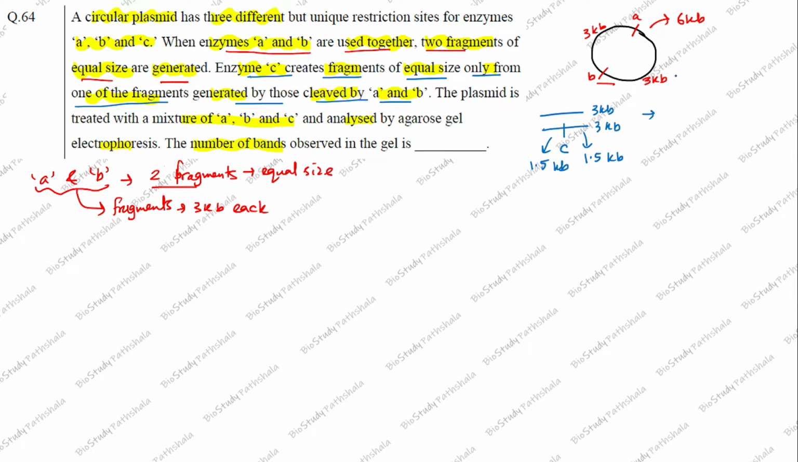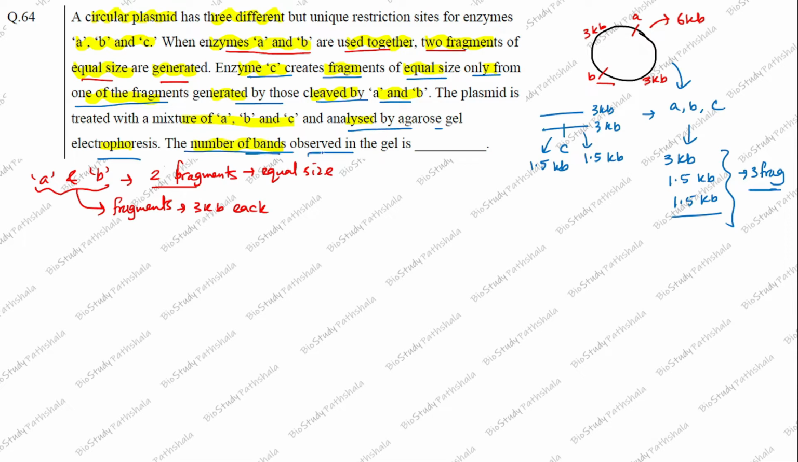So if we treat this particular plasmid with A, B and C, what will be the fragments? That is, one is about 3 kilo base pair and another one is of 1.5 kilo base pair, and again another one will be 1.5 kilo base pair. So in this case the number of the fragments will be 3, right? Now the question is the number of the bands observed in the gel. That means these 3 fragments are analyzed by agarose gel electrophoresis, and the number of the bands observed in the gel will be.